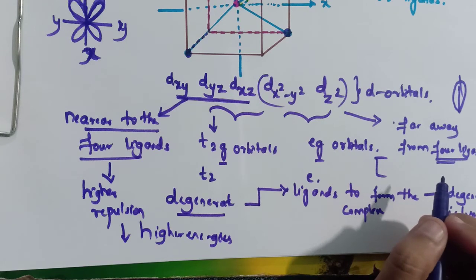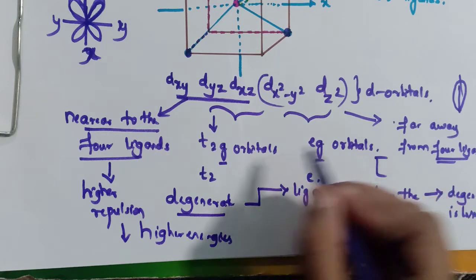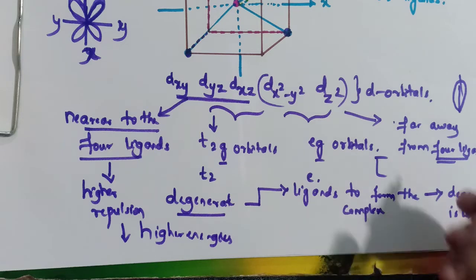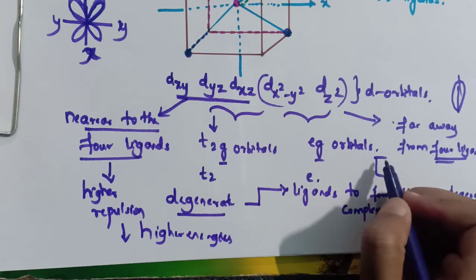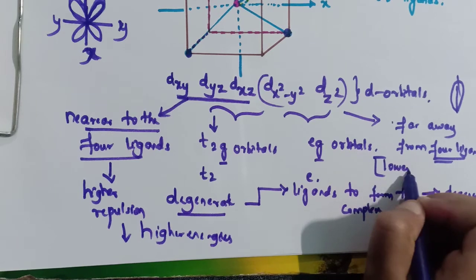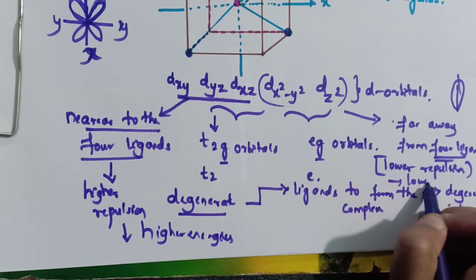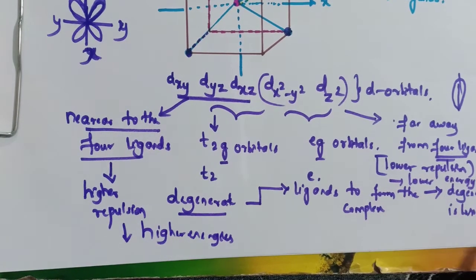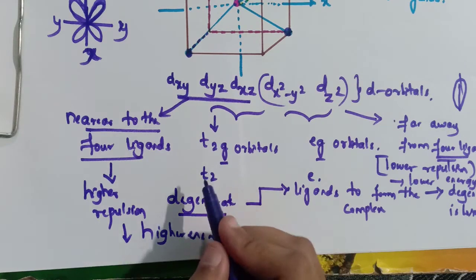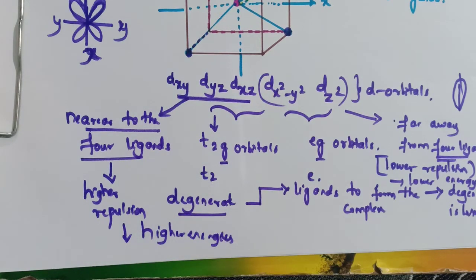When they are nearer, the repulsion is more. When they are far, their repulsion is less. So these are far away from the 4 ligands. That indicates that these have lower repulsions, that means lower energy. So when the splitting takes place, the t2 orbitals will acquire more energy, whereas the e orbitals will acquire lower energy. It is exactly opposite of the octahedral complexes splitting. In the octahedral complexes, the eg orbitals have high energy and the t2g orbitals have lower energy.